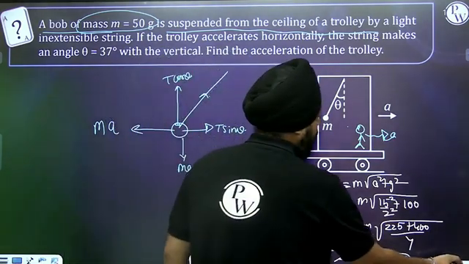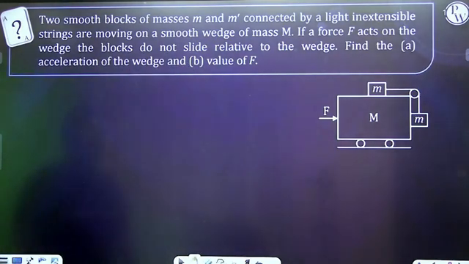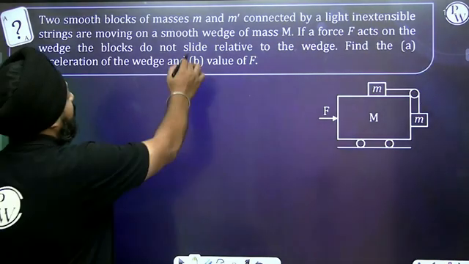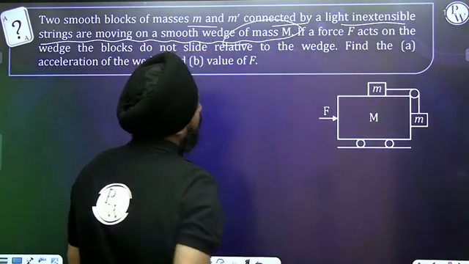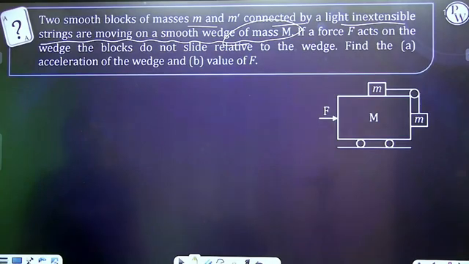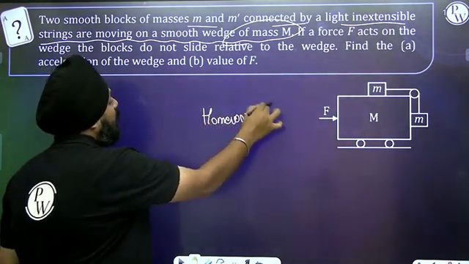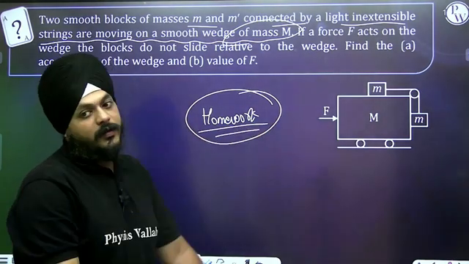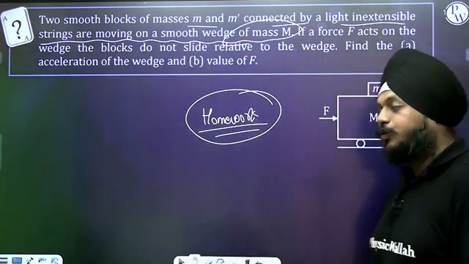Now let's move on to the next sum. Two small smooth blocks of mass m and m dash are connected by a light inextensible string and are moving on the smooth wedge of mass M. If force F is applied such that the blocks do not slide relative to the wedge, find the acceleration of the wedge and the value of F, applying the pseudo force. Guys, I'm going to give you this as homework. You can try it, and you can post an answer to this homework question beneath the video. Okay, so this was all about the pseudo force.